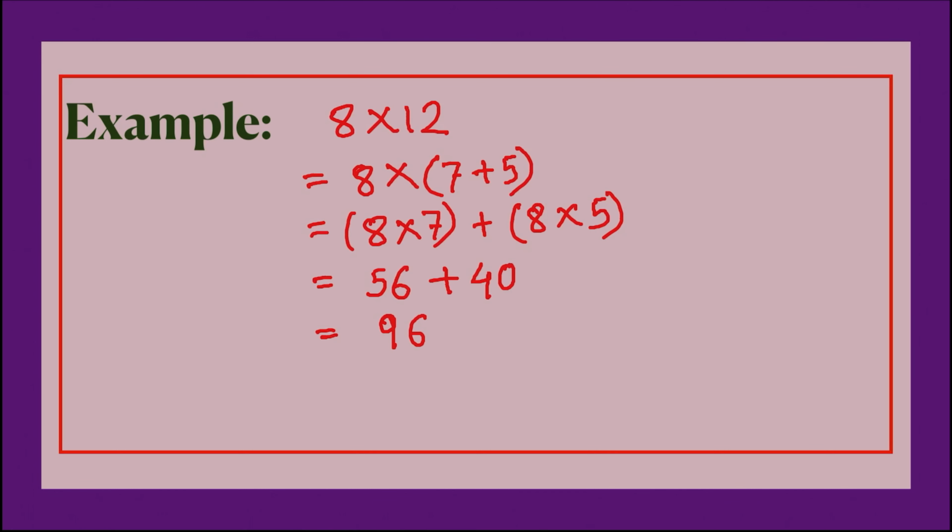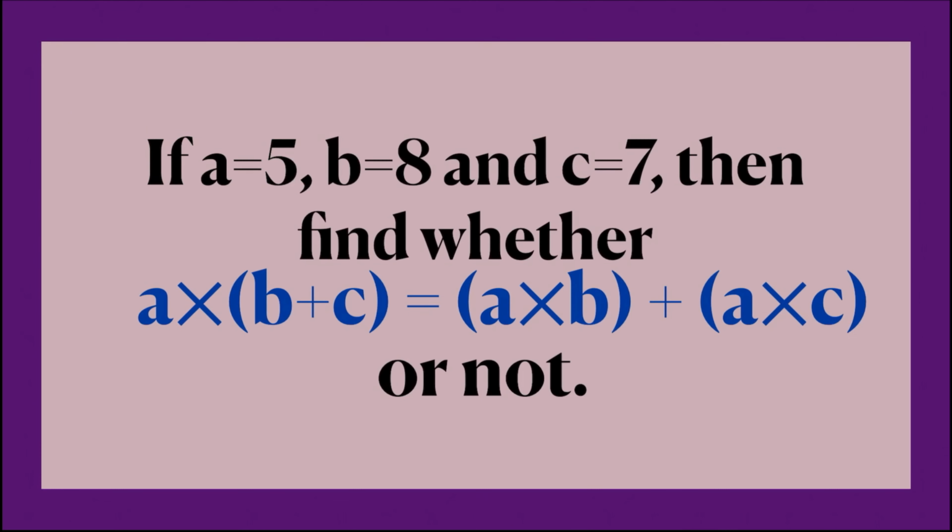So when we don't know the table of a bigger number, we can split that bigger number into smaller numbers and we can use this property which will help us to find the result. Okay, now I am giving you A is 5, B is 8 and C is 7. So find whether they are equal or not by putting the values under this. Okay, now pause the video and try it out.